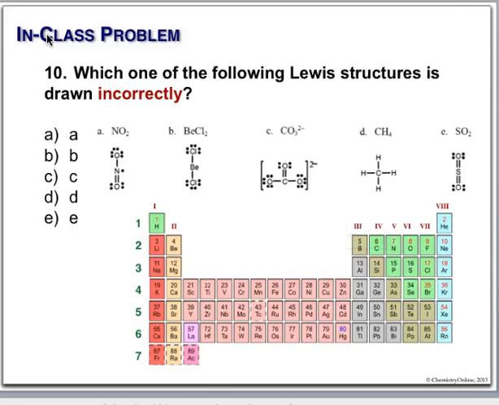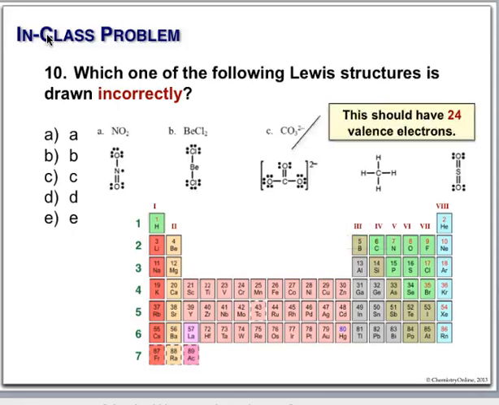Carbonate. Carbon is group 4. Oxygen is group 6. So we have 6 times 3 is 18 plus 4. That's 22. Plus 2 more. So that's 24. What do we have? Oh, we have 8, 16, 24.